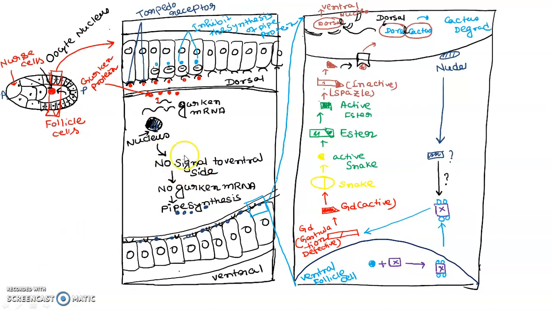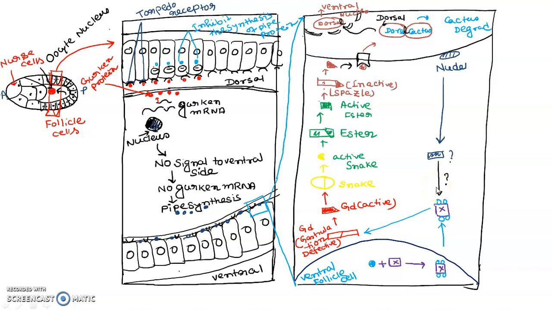Now you can see here the nucleus, with no signal to the ventral side, no gurken mRNA on the ventral side. So pipe can be synthesized here, because there is no interaction of torpedo and gurken. Now if we take a larger view, these are the ventral follicle cells, and these are the pipe proteins, and pipe protein modifies a factor X. This is factor X.